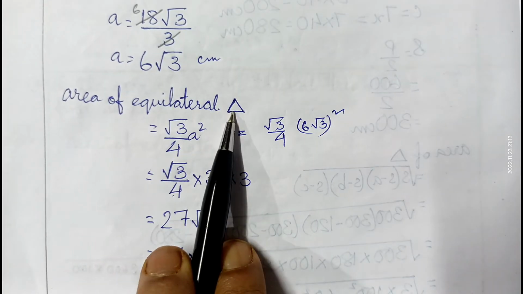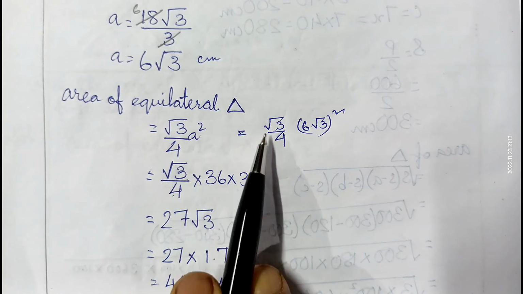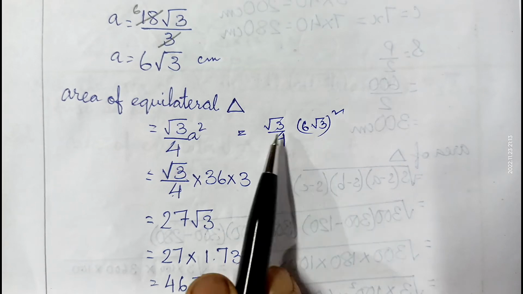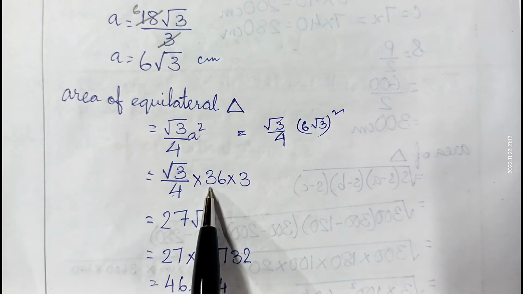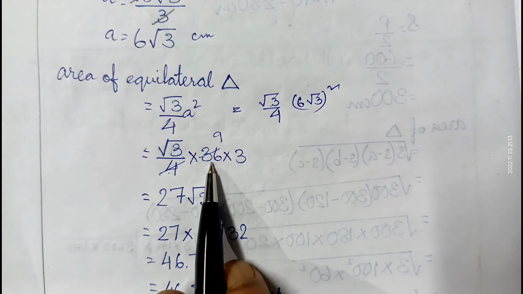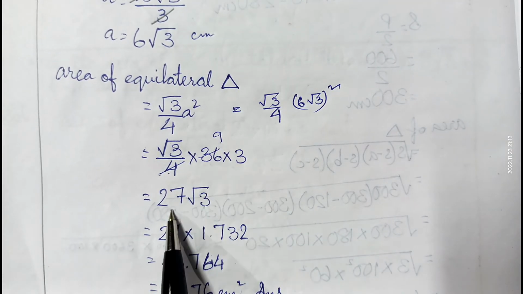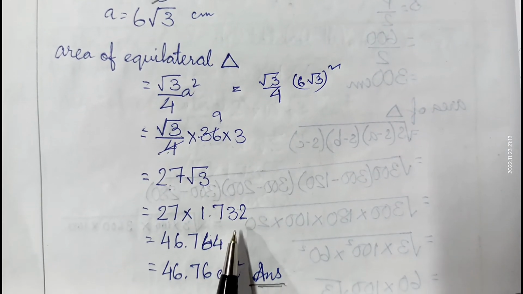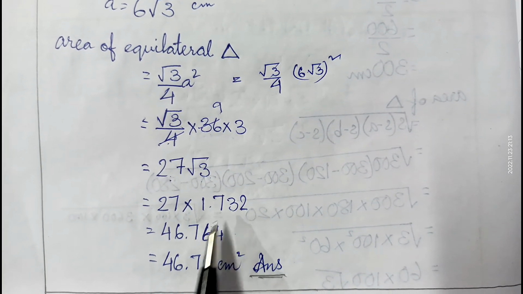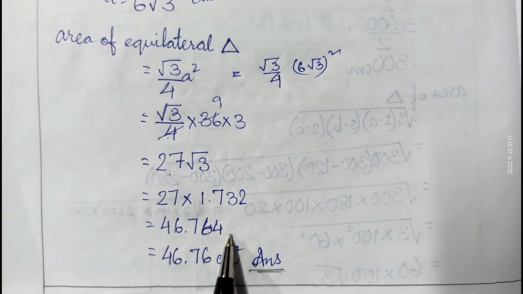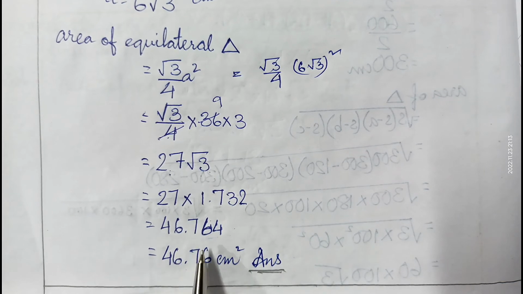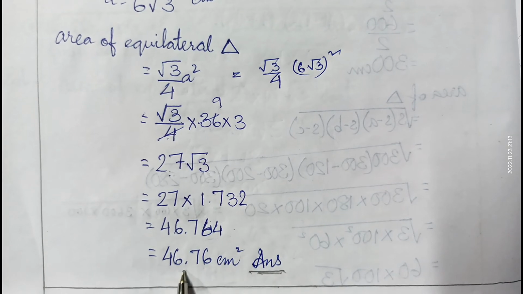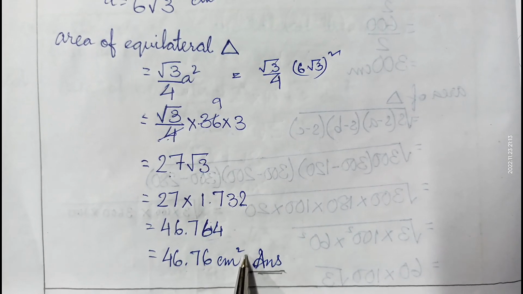The area of an equilateral triangle formula is root 3 by 4 A square. So root 3 by 4, A we got 6 root 3, so it will be 6 root 3 whole square. So root 3 by 4, 6 square is 36. Root 3 square is 3. If I cancel 36 by 4, it will be 9. And 3 nines are 27. So we got 27 root 3. So 27 into root 3, which is 1.732 as given in the question. If you multiply, it will be 46.764. If you round off, then it will be 46.76 centimeter square. Therefore, the area of the equilateral triangle is 46.76 centimeter square, which is the required answer.